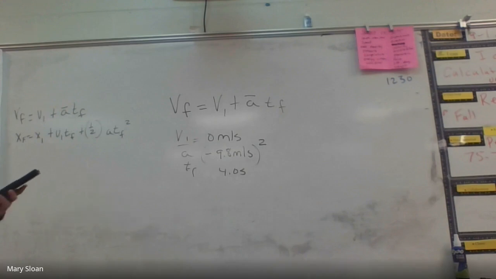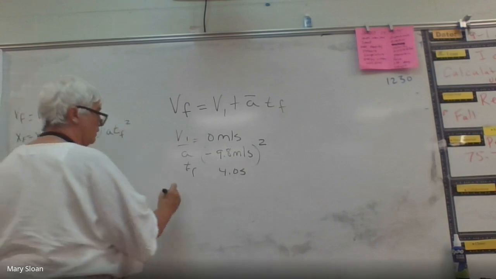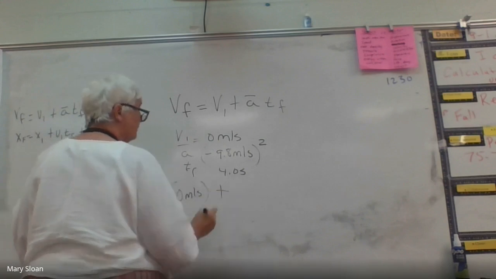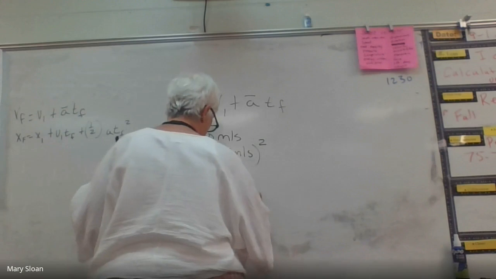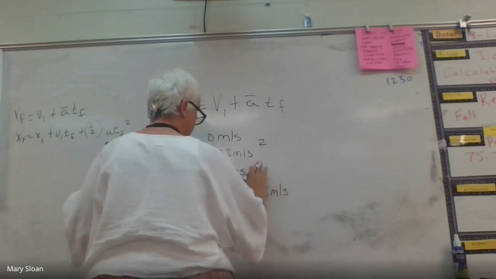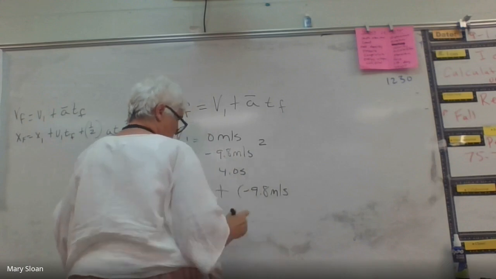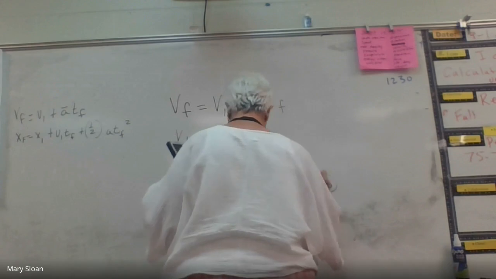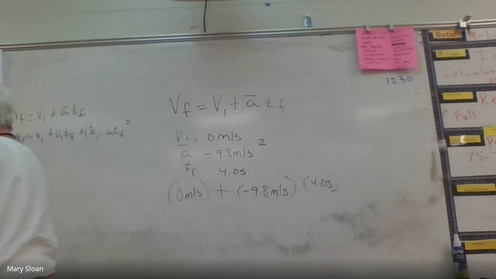So what we're going to do is 0 meters per second, plus negative 9.8 meters per second squared, and then we're going to multiply that by 4.0 seconds, right, guys? So let's see what we got.